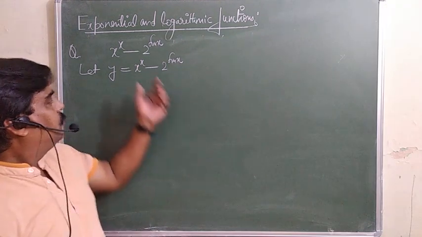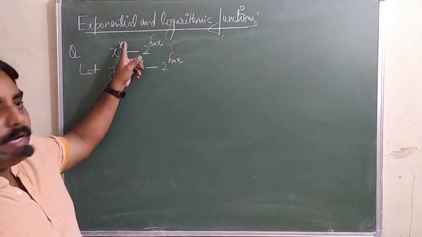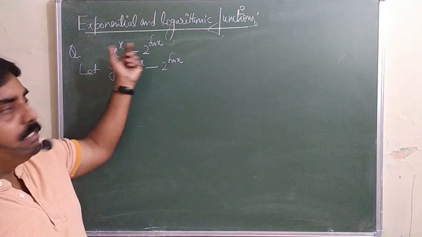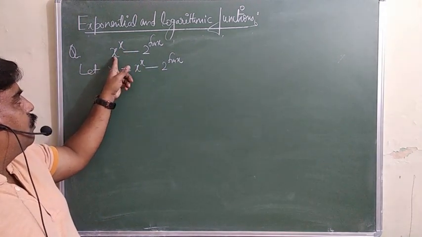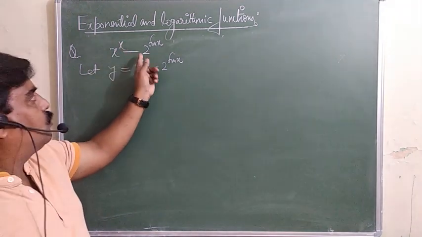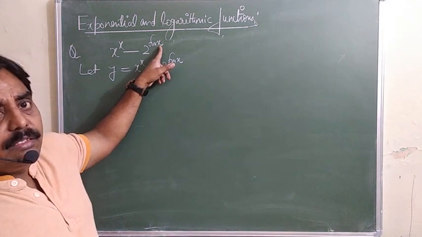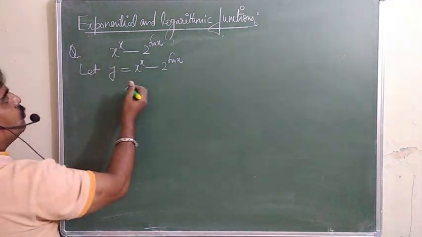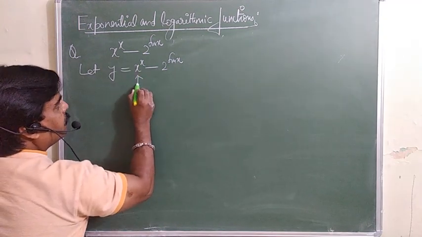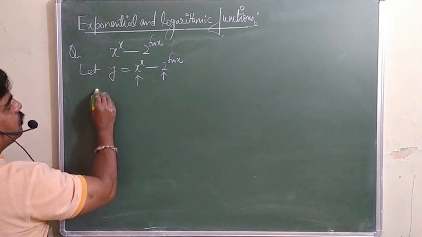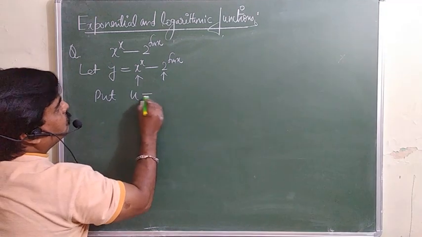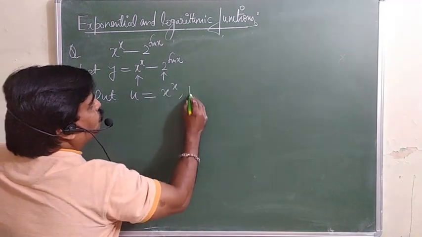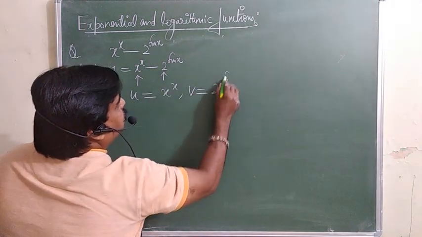Okay, now the function given is x raised to power x minus 2 raised to power sin x. Here the exponent is a variable. Here is a constant, and the exponent is also a variable. So here what we will do, we will assume, suppose you put u is equal to x raised to power x and v is equal to 2 raised to power sin x.